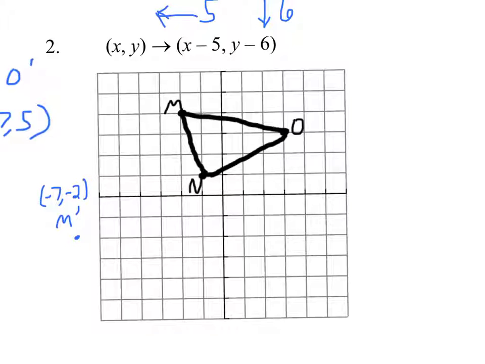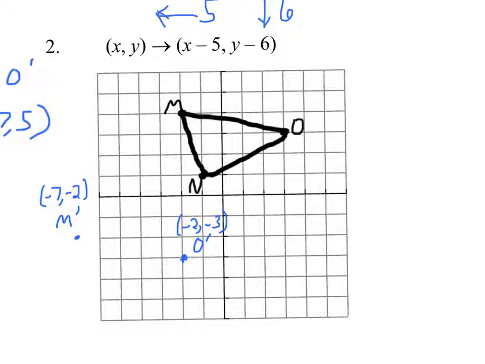Alright, O, counting left 1, 2, 3, 4, 5, and down 1, 2, 3, 4, 5, 6. Here is the new O prime. And where is that point? What's the location of the point? It's at negative 2, negative 3. So this one you can see is really moving.